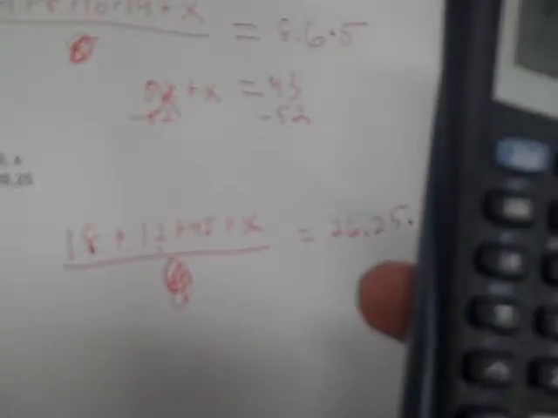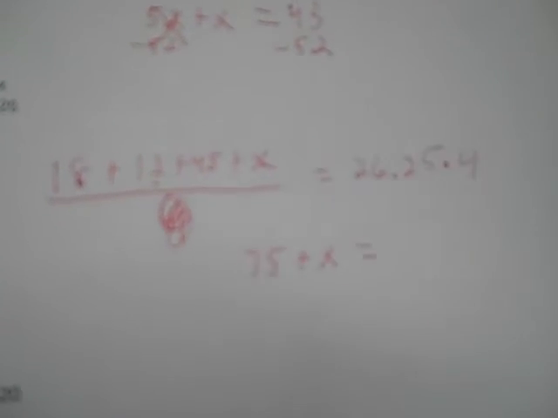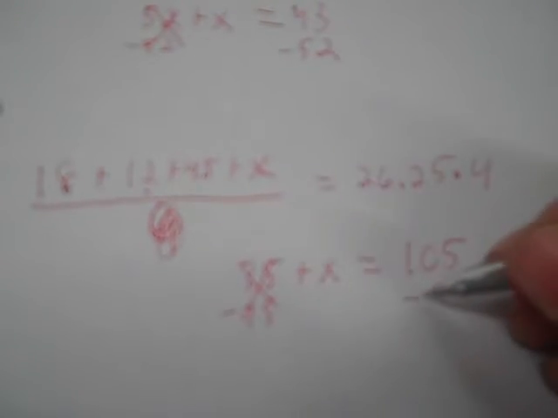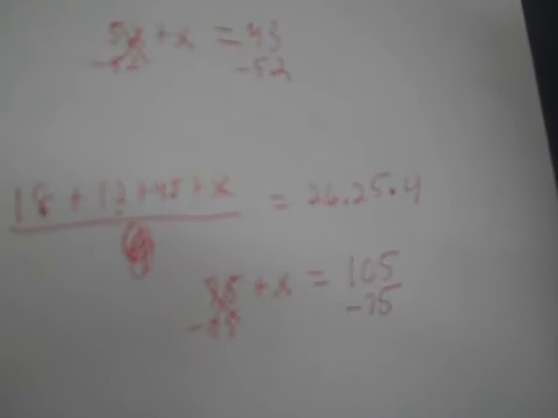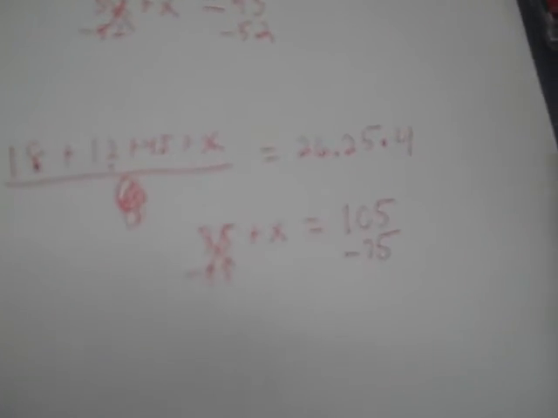So I simplify it by adding the known numbers. 75 plus x. Can't add the x because you don't know what it is. And then I multiply 26.25 by 4. It's 105. Now subtract 75 from both sides. And 105 minus 75 is going to be 30.